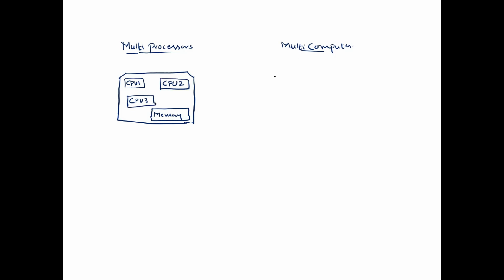Whereas in multi-computer, it has its own CPU 1 and its own memory, right? And similarly, we have CPU 2 and its own memory. This itself is computer 1, computer 2, and similarly, I will draw another computer. This is CPU 3 and it has its own memory, and this is called computer 3.